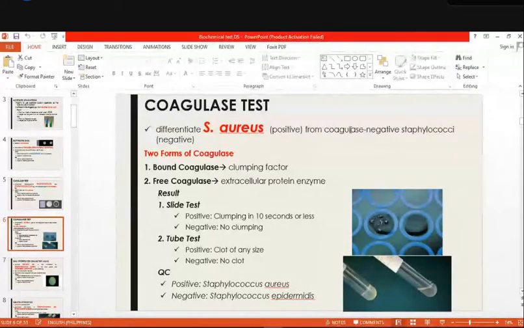If we proceed with overnight incubation, we need to check it every 30 minutes. Why do we need to check every 30 minutes? Because it can form a clot and then revert back. So if we do not see the clot formation, we will say again that it is coagulase negative. The incubation is at 35 to 37 degrees centigrade.